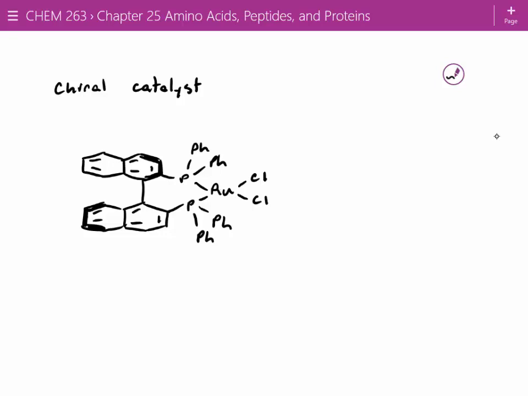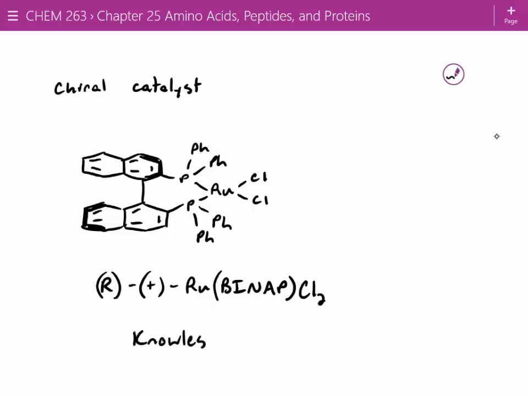So the formal name for this molecule is R. It rotates light in the positive direction, so we usually write plus. And then we write Ru BINAP. That's for binaphthyl. Those 2 benzene rings that are fused together are called naphthyl groups. And then Cl2. This is the chiral catalyst that was developed by, I think it's Ryoji Noyori, and he won the Nobel Prize for doing enantioselective hydrogenation in, I believe, the 70s.